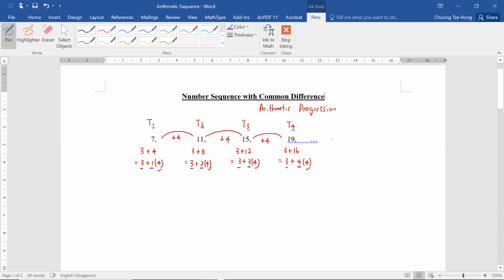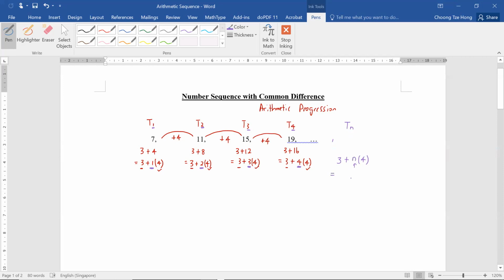So in other words, if the question asks you for the nth term, what is the expression for the nth term? Then we can easily write it out. The 3 is a constant. This 4 behind is a constant; this is the common difference. So what changes is here, and you can see that the number in front of the common difference will follow the term number. So this will just be n.